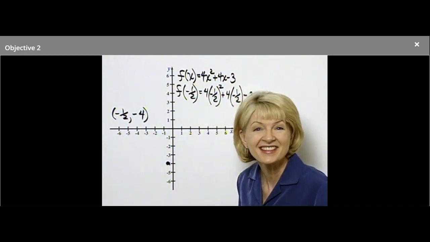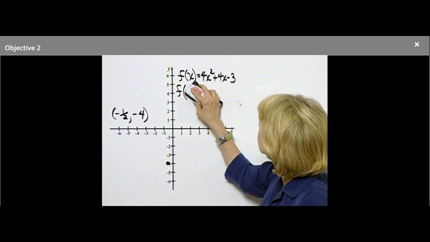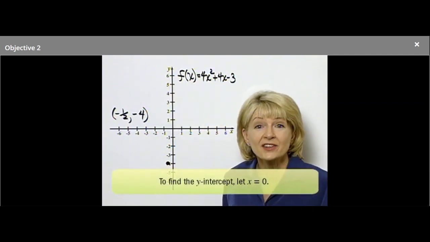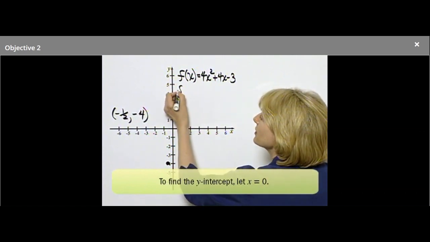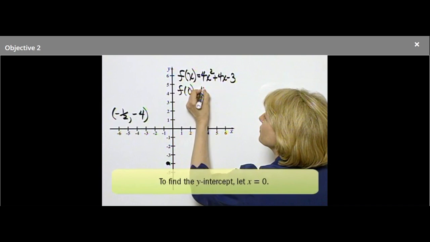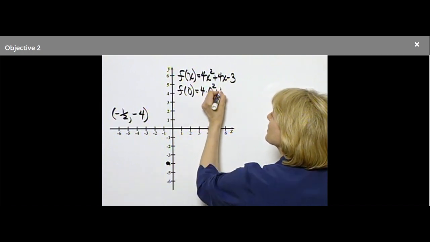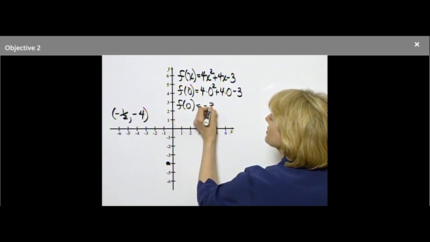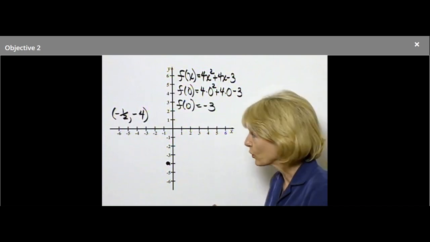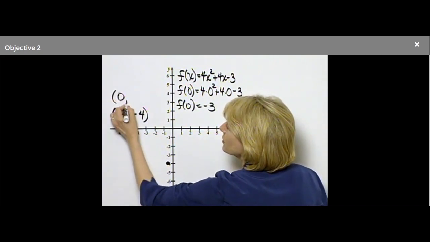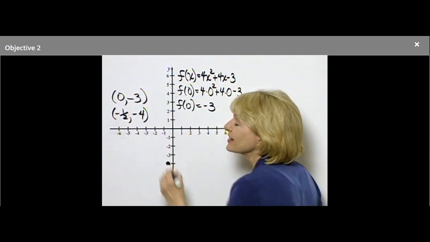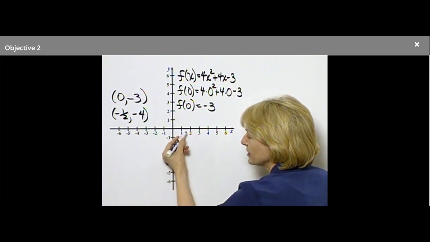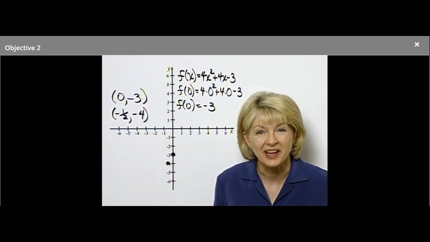Now, how do we find these intercepts? We find them just as we do for any other graph. We find the y-intercept by letting x be 0. So let x be 0, and that's 4 times 0 squared plus 4 times 0 minus 3. F of 0 is negative 3. So we have the ordered pair 0, negative 3. That is our y-intercept. There's the y-intercept. Continuing upward, we know we're going to have 2 x-intercepts.